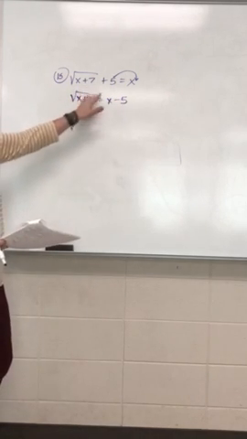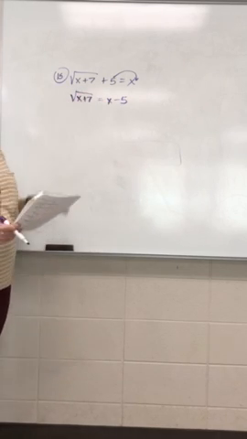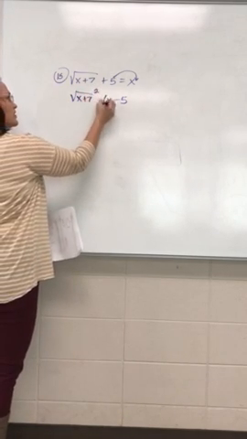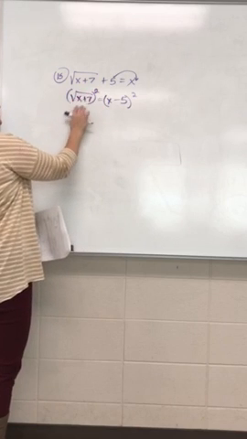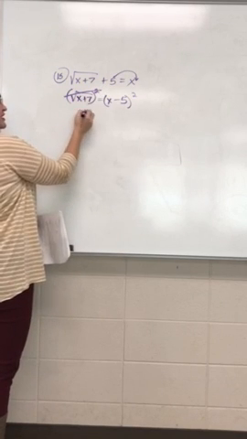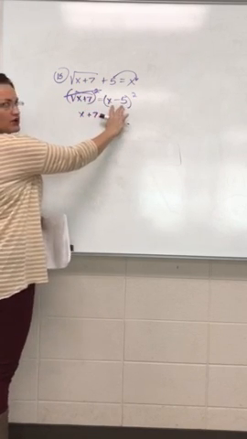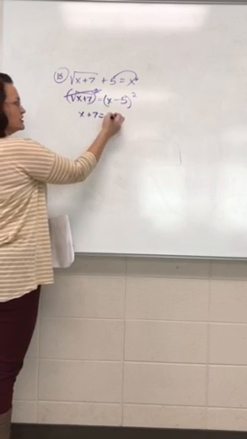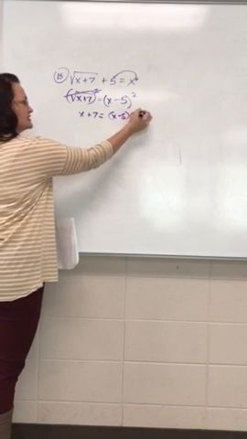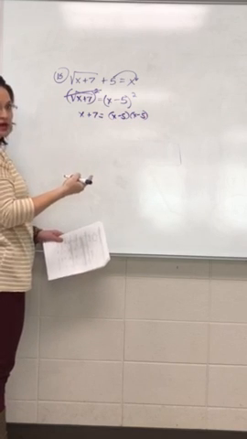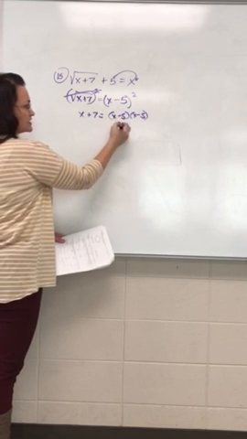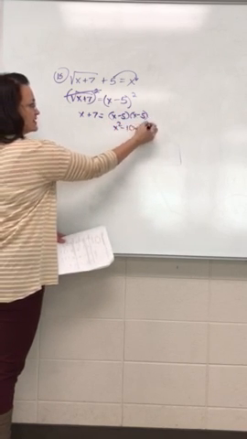Then we want to square. Since it's a square root, squaring will undo that square root, so we square each side. Squaring this side will undo the radical, bringing out the x plus 7. Squaring this side needs to be FOILed, so x minus 5 times x minus 5, or use your squaring pattern. That FOILs to be x squared minus 10x plus 25.